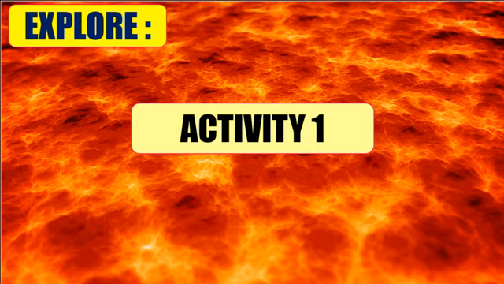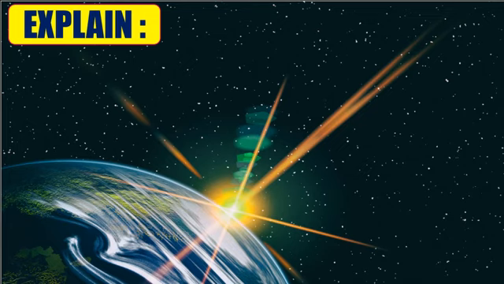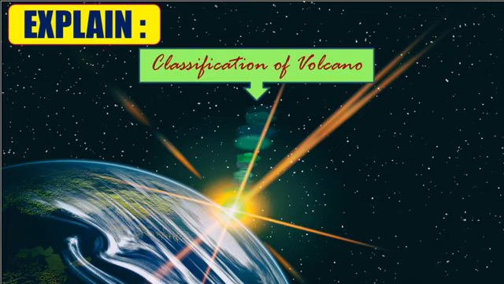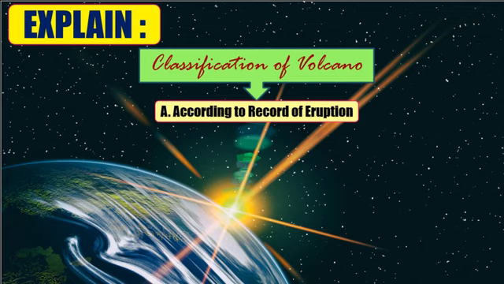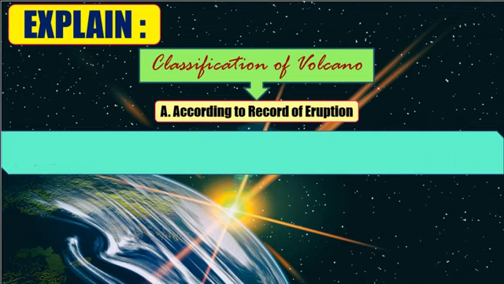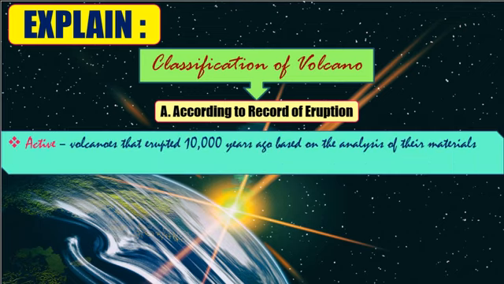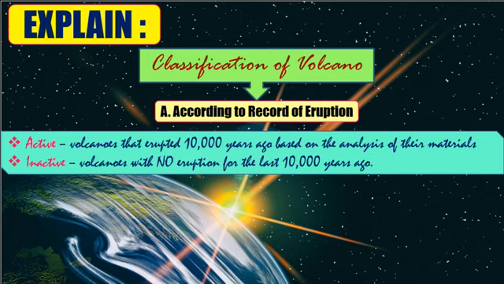So I will just elaborate more on the report of your classmate by giving some additional information. We have also the classification of volcano for today's lesson, which is according to the record of eruption. And that classification is divided into two. It may be active volcano. When I say active, these are the volcanoes that erupted 10,000 years ago based on the analysis of the materials. The second one is the inactive, which are the volcanoes with no eruption for the last 10,000 years.